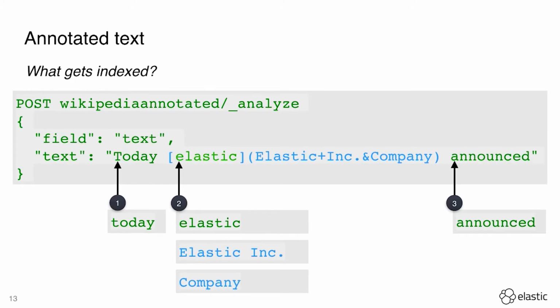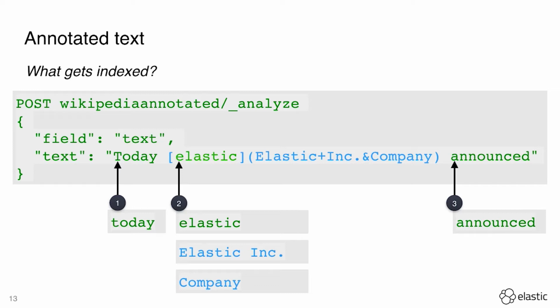What happens to this text then when we index it? So we have an API called Analyze, and you can throw text at it and you can see what Elasticsearch does to it before it puts it into the search index. So I'm using that same API here to look at what it does with some annotated text. We have that piece of text again saying today Elastic announced, and we've got this extra information in there. We can see that at position 1 in the search index we have the word today. Next to that we have the word Elastic, and then after that we have the word announced. So word positions 1, 2 and 3.